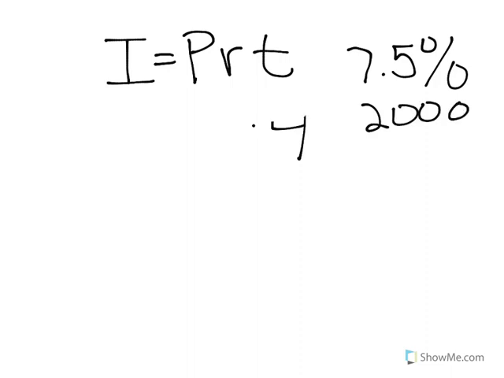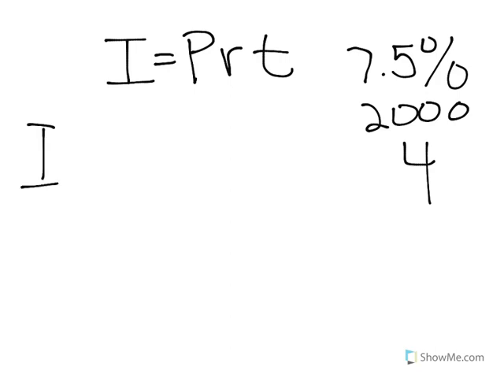And you know what? I'm going to go ahead and erase this 4. I'm going to put the 4 over here. So those are the pieces of information we need for this formula. So the 4 is our time. The $2,000 is our P, our principal, and the 7.5% is our rate. And we're looking for the interest she's going to earn on that amount.